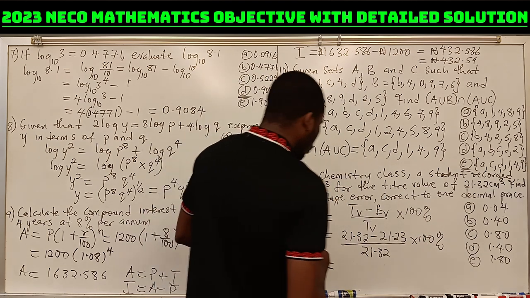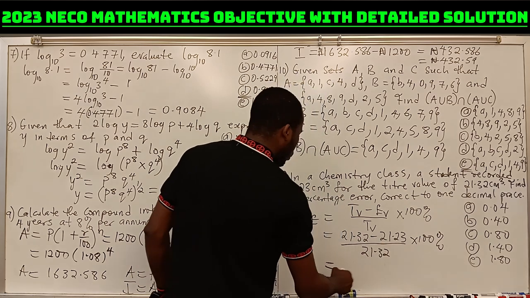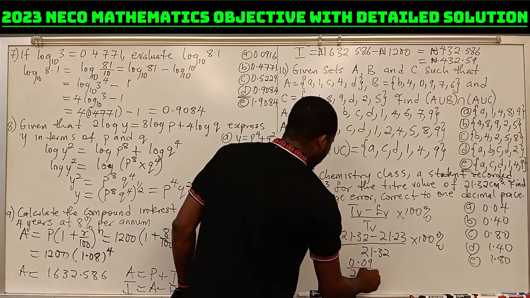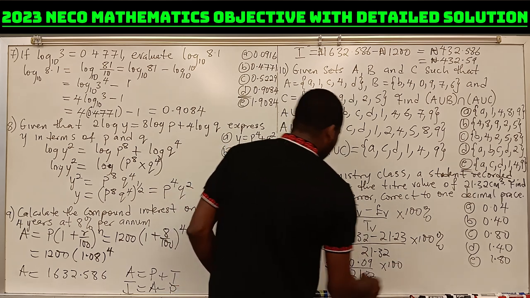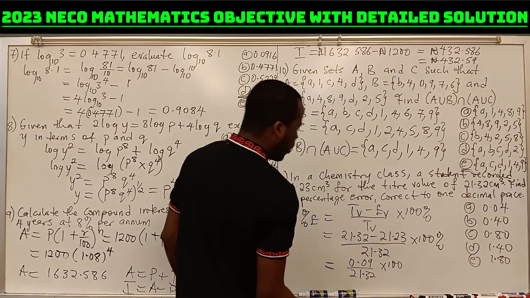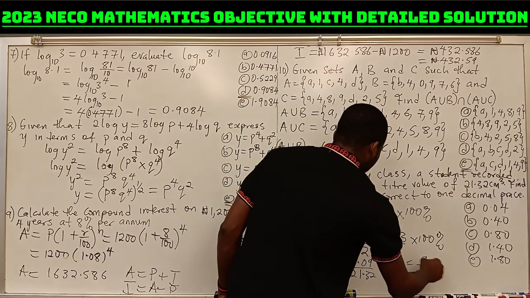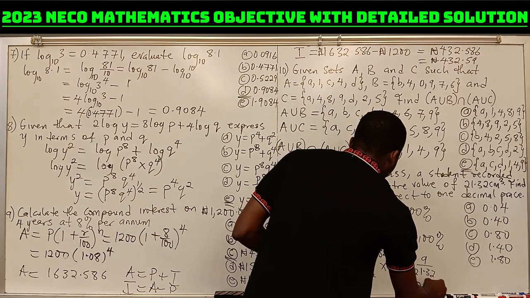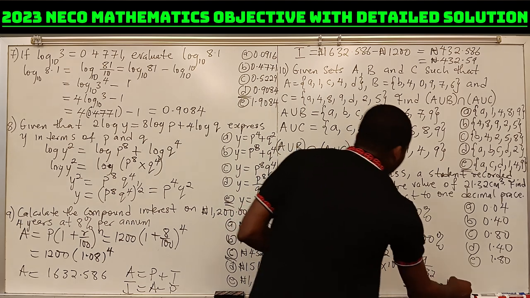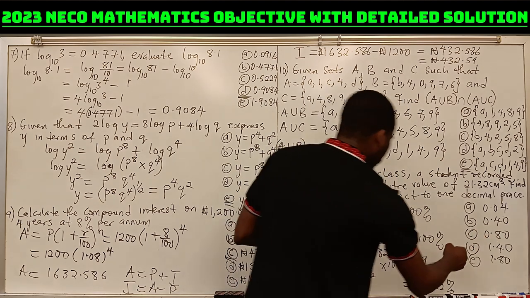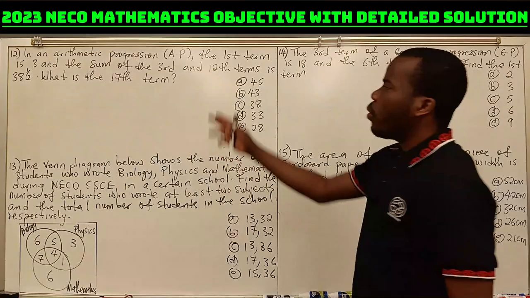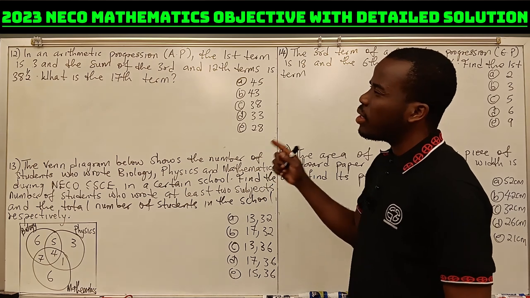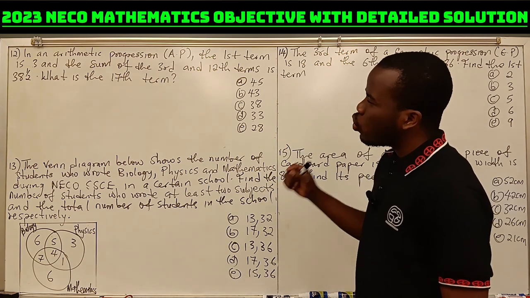So if we subtract these two, this will give us 0.09 over 21.32 times 100%. So this is like 9 over 21.32. This is 0.422%, which is 0.4b.